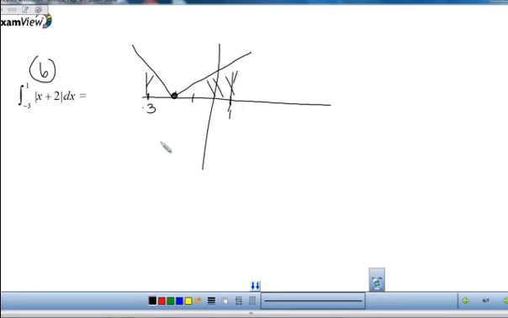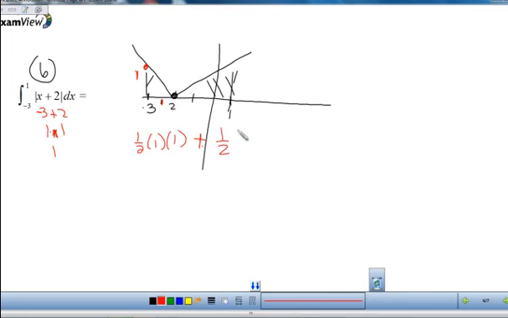So it's basically two triangles. So the base here is 1. So it's going to be 1/2 base times the height. And the height, when x is negative 3, y is negative 1. So the height is going to be 1.